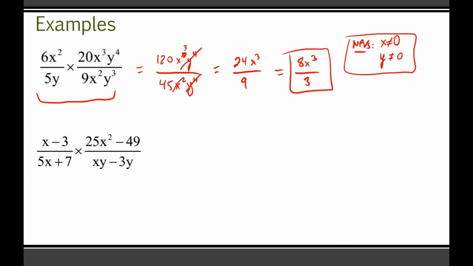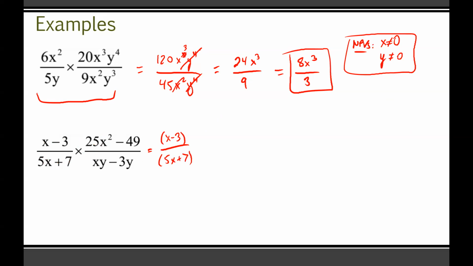Those are not really typical. This next one, however, is certainly a lot more typical. x minus 3 over 5x plus 7 times this whole mess right here. All right, first things first, you got to factor everything. This rational expression on the left, x minus 3 over 5x plus 7, is already technically factored. So guess what? I'm just going to leave it as x minus 3 over 5x plus 7.